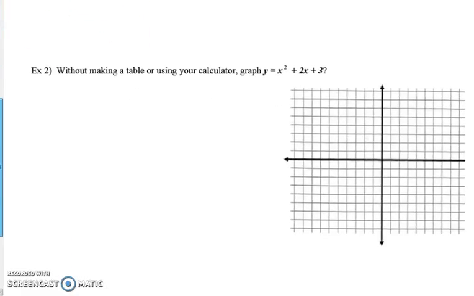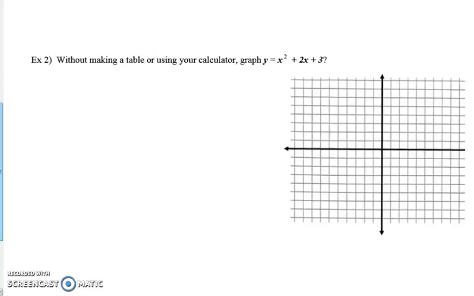Okay, down to number 2. Without making a table or using your calculator, graph the function y equals x squared plus 2x plus 3. So the first thing we're going to want to do is find out where the axis of symmetry is for this guy, and its vertex. I want you to also notice that this is a smiling parabola. Okay, and now we're going to find the vertex. So x equals negative b over 2a. Your a value is the number in front of the x squared. Your b is the number with the x. And the c is the y-intercept, the number by itself.